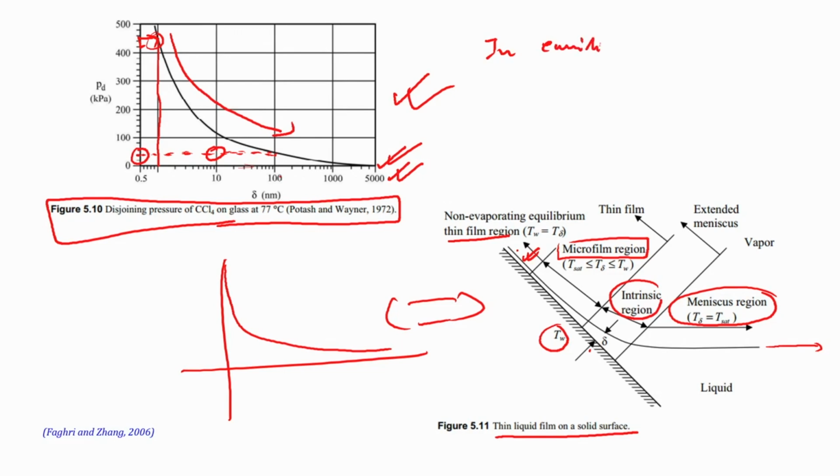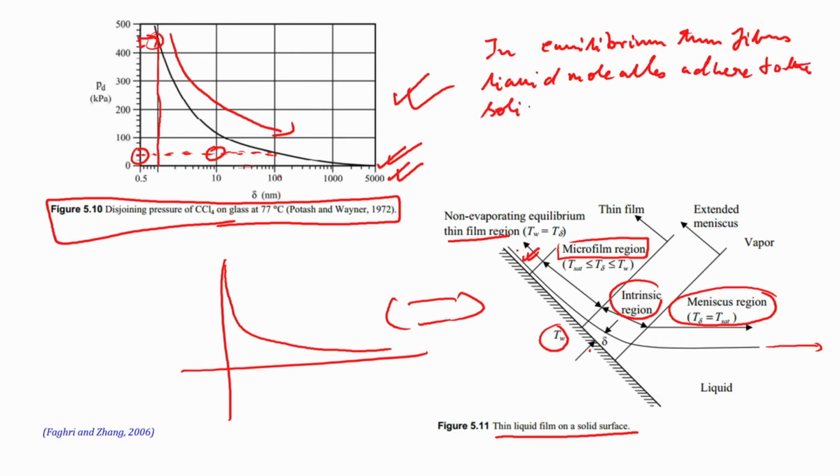In equilibrium thin films, what happens is that the liquid molecules adhere to the solid substrate. As a result of that, your Tw becomes equal to T delta. That is, the interfacial temperature is equal to the wall temperature. So, there is practically no evaporation.